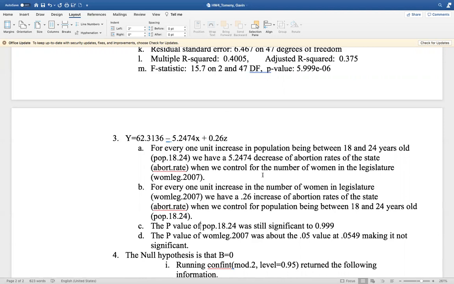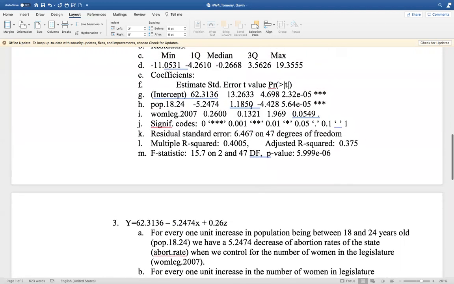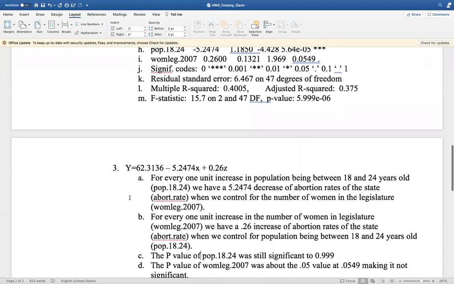So does everyone understand how we took these numbers, put them into the formula, and then how you read them this way? Kind of.